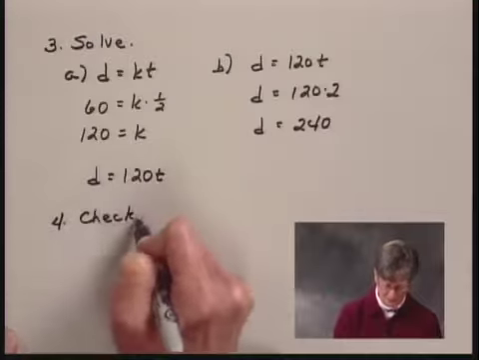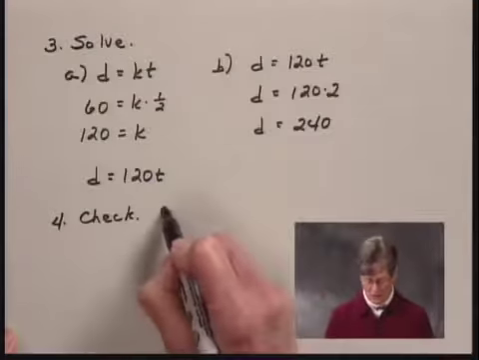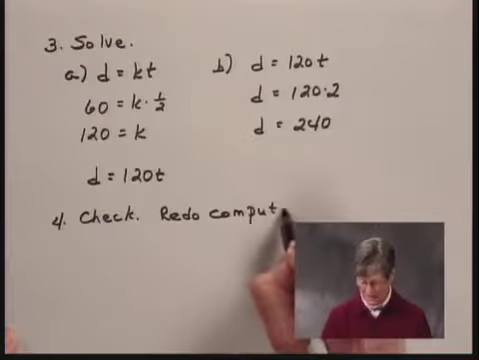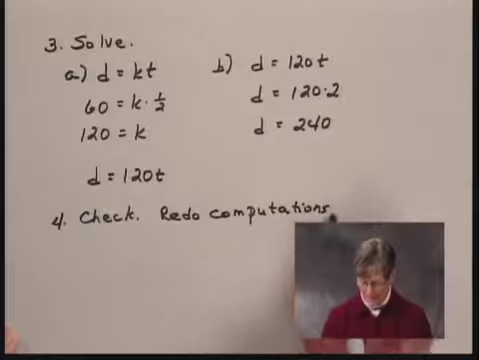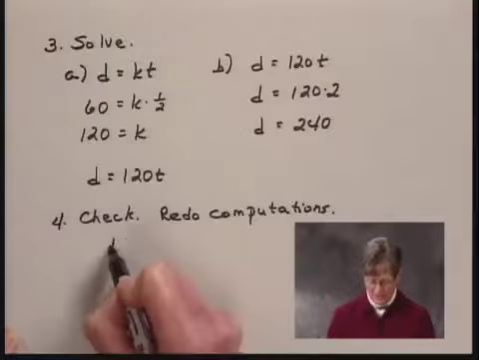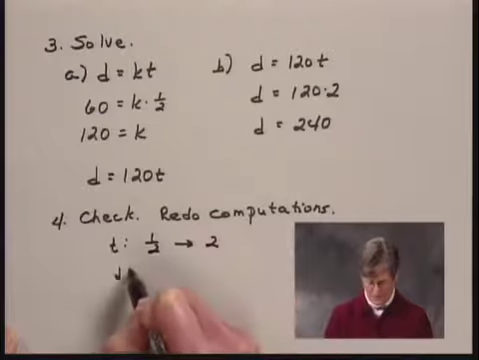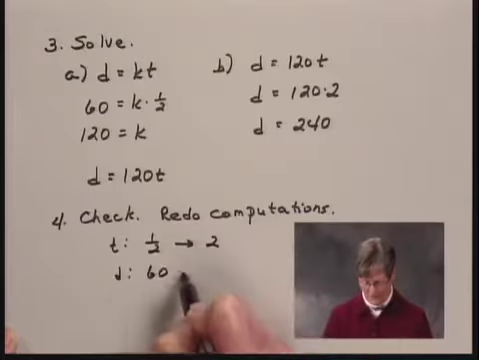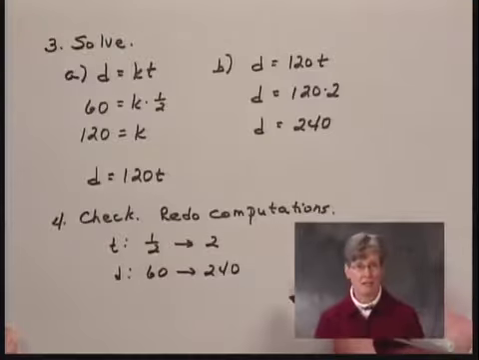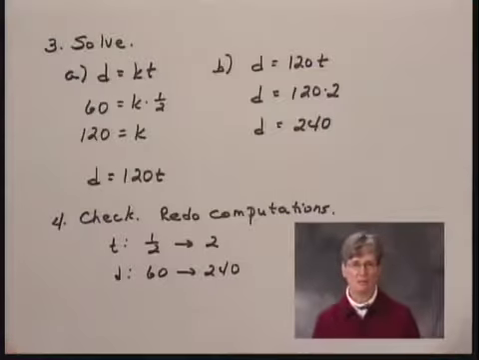in the original problem. One of the things that we can do to check is to redo the computations, just make sure we didn't make any arithmetic or algebra mistakes. And the other thing that we can do is just to think about whether this seems like a reasonable answer. The time increased from 1/2 hour to 2 hours, and when that happened, the distance that the train traveled increased from 60 kilometers to 240 kilometers, and this is exactly what we would expect with direct variation. As the time increases, so should the distance. So that tells us that our answer seems reasonable.